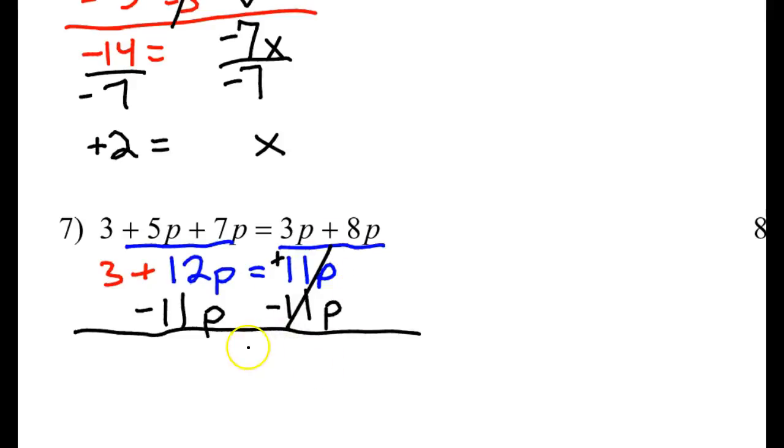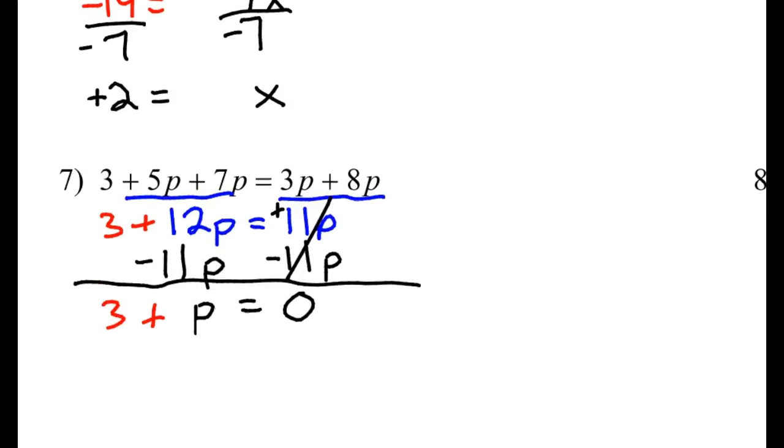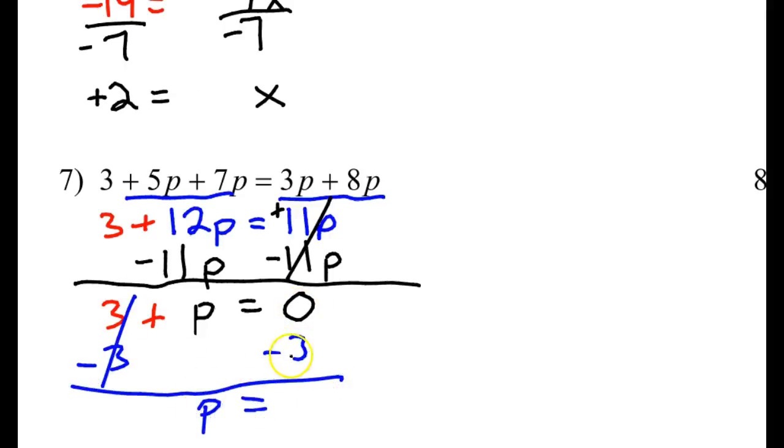So when everything cancels out on one side, that means it's 0. 11 minus 11 is 0. And we have 12 minus 11, which is 1p. And then we have plus 3. And then lastly, we just have a little one-step equation. 0 minus 3 makes.